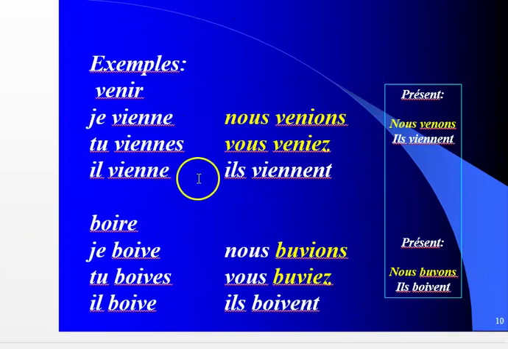So the verb venir in the present tense has two different stems. Nous and vous both start V-E-N, whereas je, tu, il, and ils all start V-I-E-N-N. All the verbs on that previous slide work like this, and like boire that we see down here, where the nous and vous have a different stem, B-U-V, compared to the je, tu, il, and ils stem, B-O-I-V. So for these, the nous form stem is the stem for nous and vous in the subjunctive, and the ils form in the present tense is the stem for je, tu, il, and ils in the subjunctive.